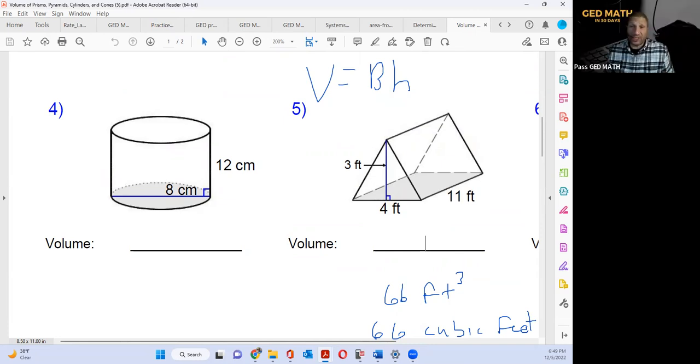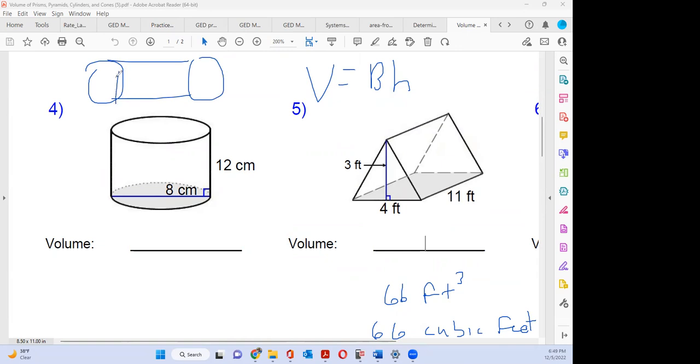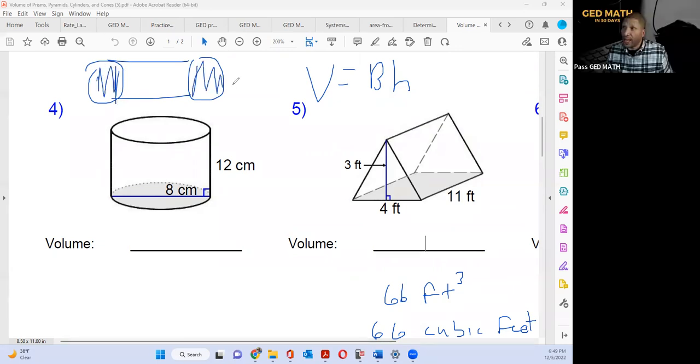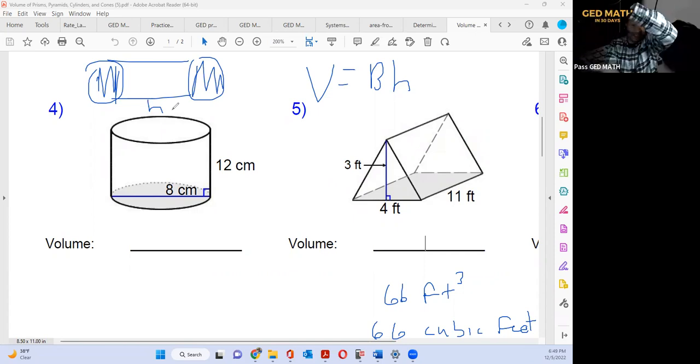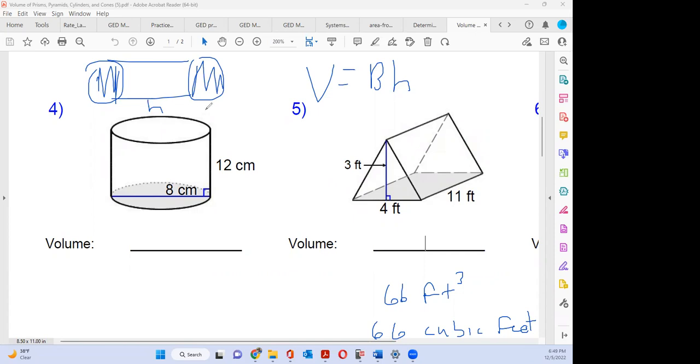Remember, if I drew a cylinder, what cylinder do we use every day? An aluminum can. But remember, the base is on both sides. That's going to be your base. This is your height. So we think height is how tall something is, but you can always change the orientation of a shape.